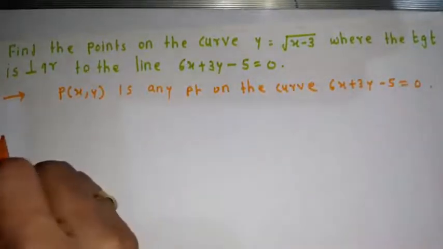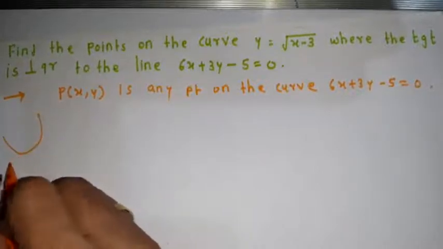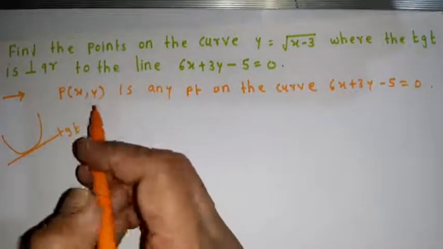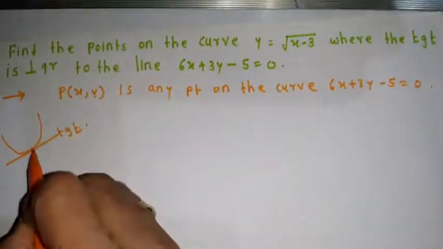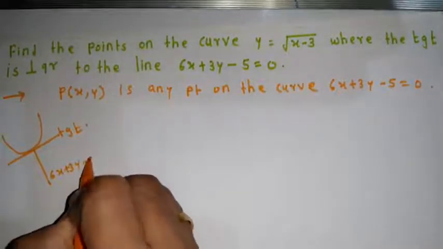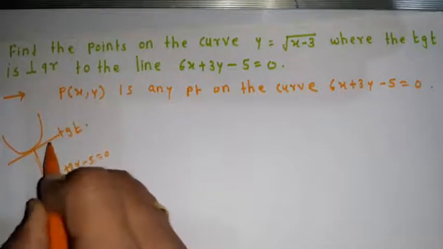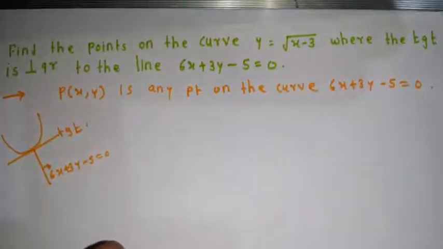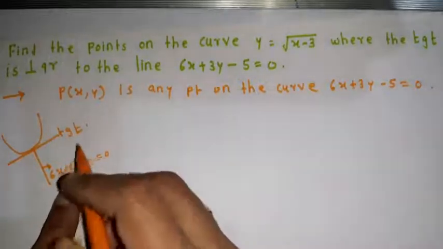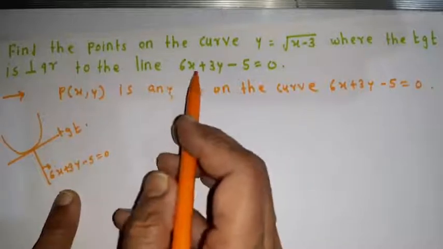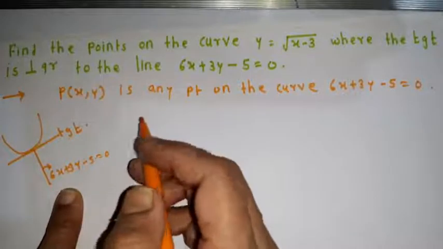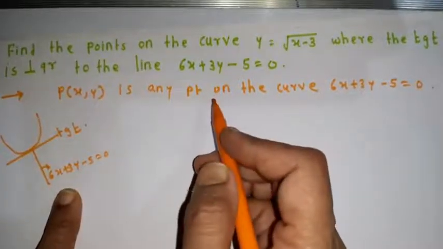Suppose this is a curve, and this is the tangent of the curve. This tangent is perpendicular to the line 6x plus 3y minus 5 equal to 0. Now first find out the slope, that is dy by dx. We know that dy by dx is the slope of tangent.